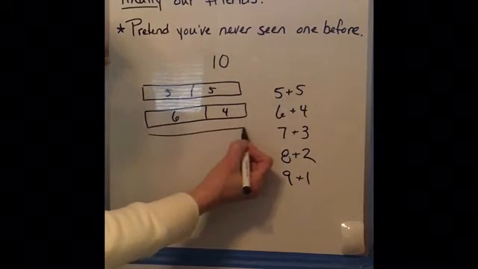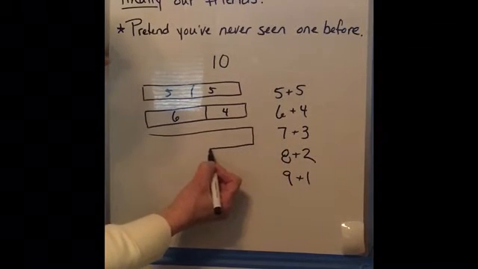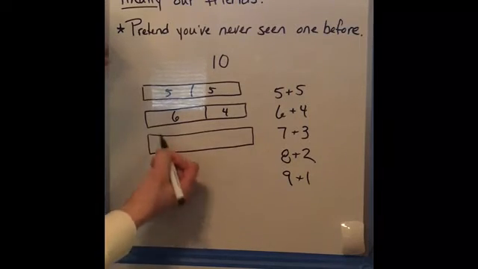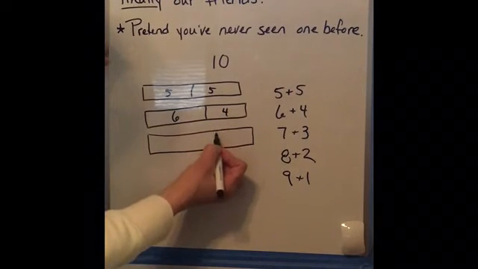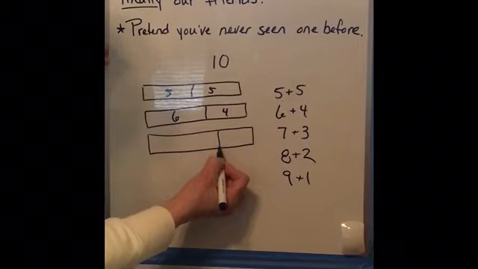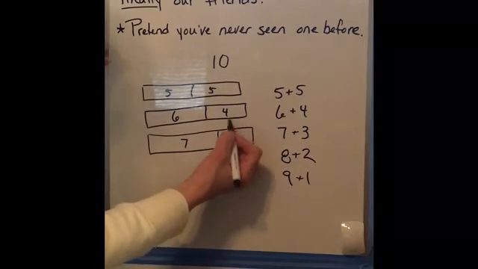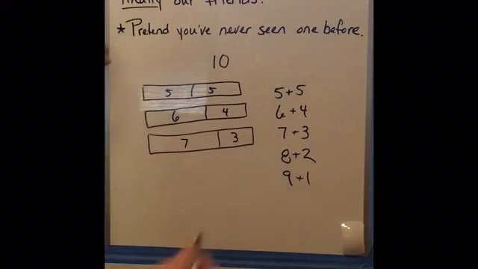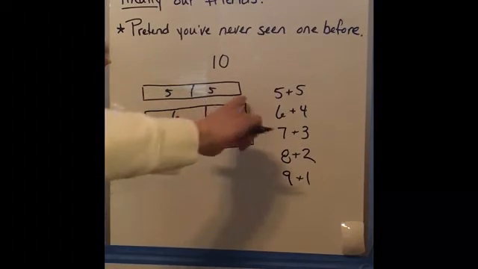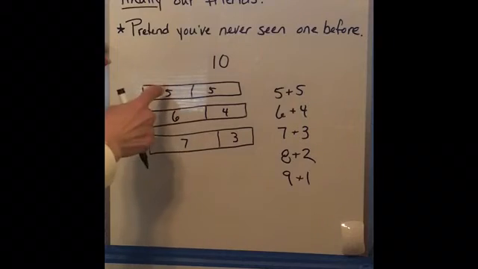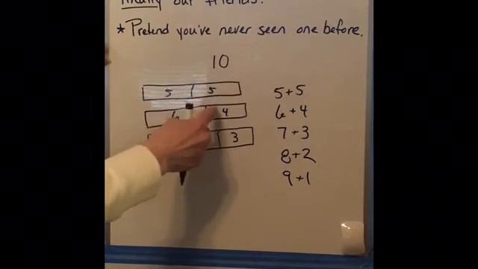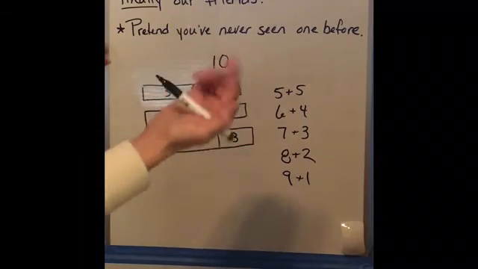7 plus 3. We're going to be a little further over because 7 is bigger than 6. And this is going to be a little smaller because 3 is 1 less than 4. But when you look at the tape diagram, you can tell now that 5 plus 5 is 10, 6 plus 4 is 10, 7 plus 3 is 10.